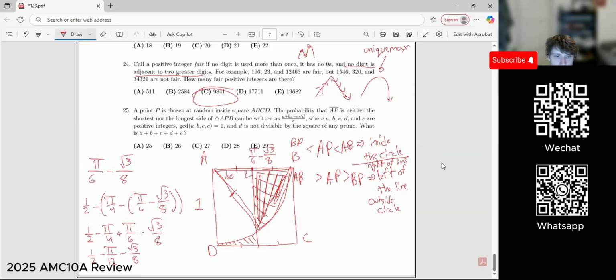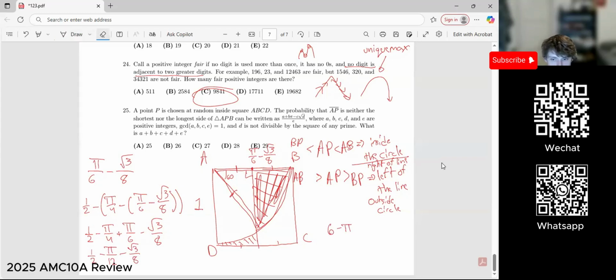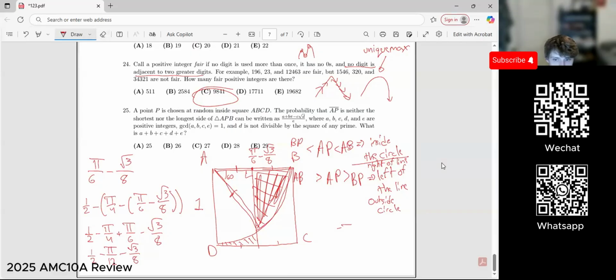So we have 6 minus pi. Oh, not 6. The common denominator of 12 and 8 is 24. So we have 12 minus 2 pi plus 3 root 3, over 24. I think that is good.